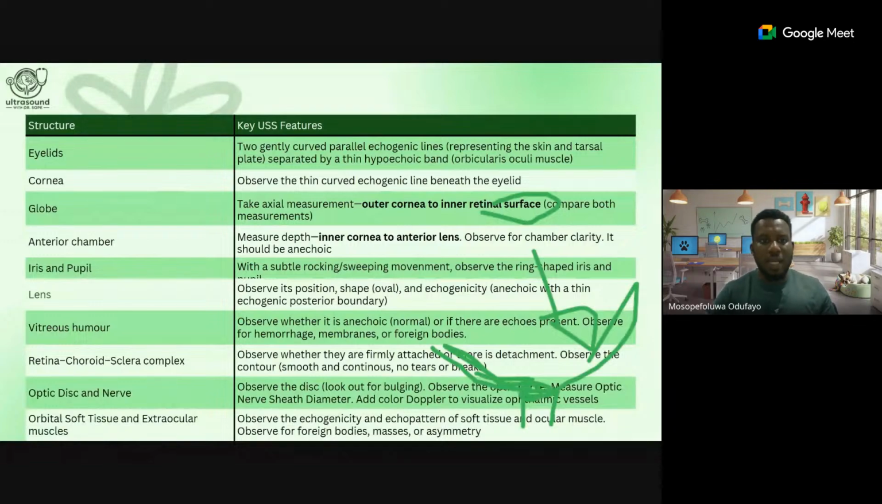So when you look at the eyelids, you should see two gently curved parallel echogenic plates separated by the thin hypoechoic band of orbicularis oculi muscle, just like we saw in the sonographic anatomy. So you have the outer part of the eyelid, you have the inner part of the eyelid, and then in between there is a hypoechoic band, and that is the orbicularis oculi.